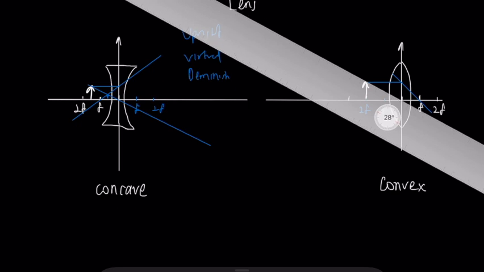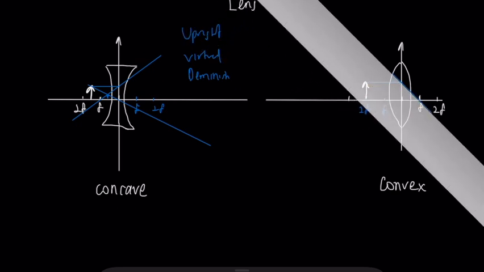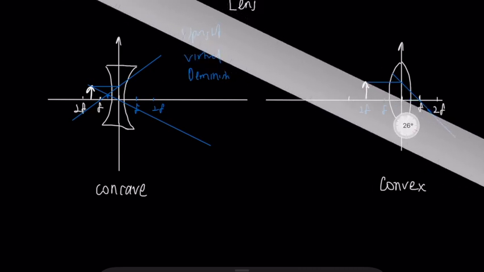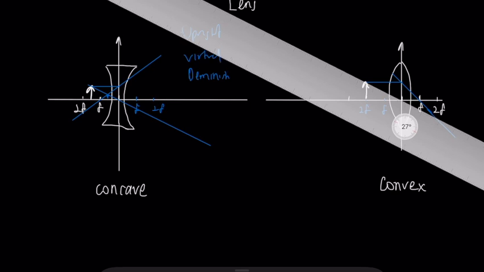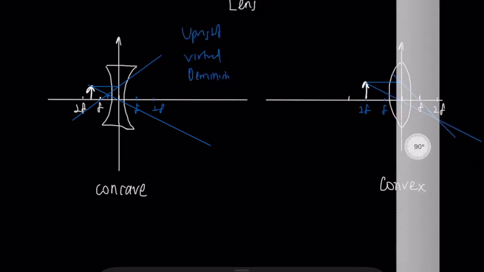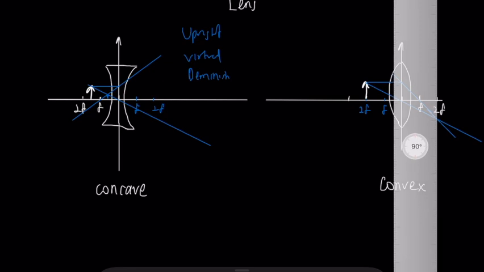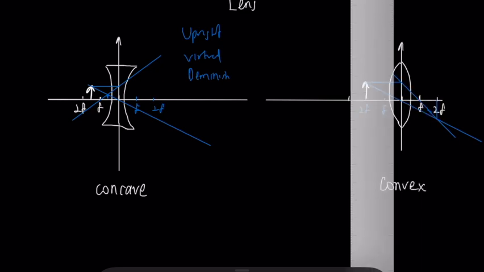Oops, I think I didn't draw enough. Forgive me for my bad drawing. It's around here. Look at it. It's right on top of the 2F, same as the mirror. So the image is real, inverted, and this time it will be the same size.